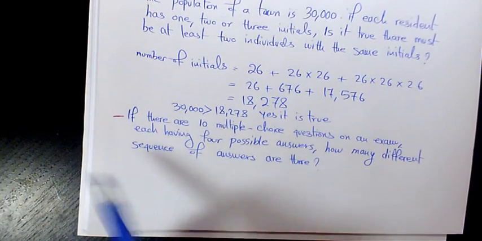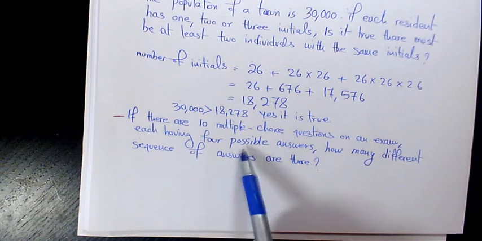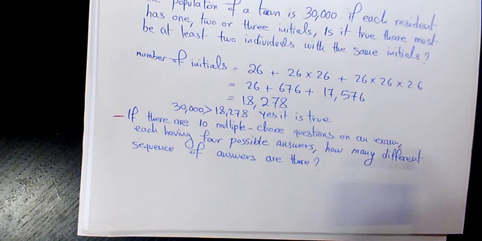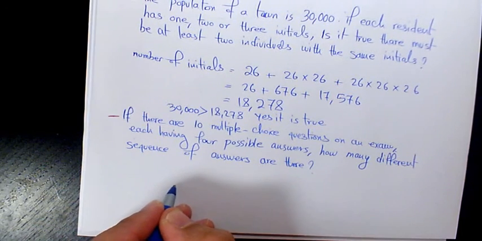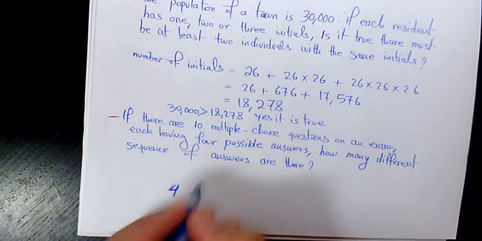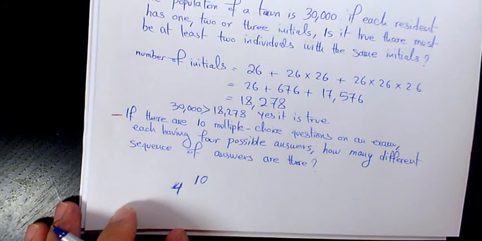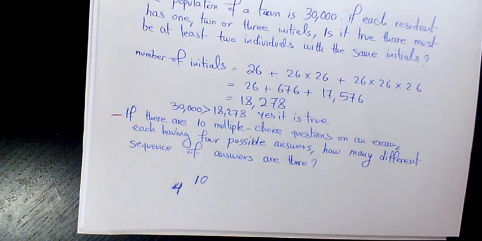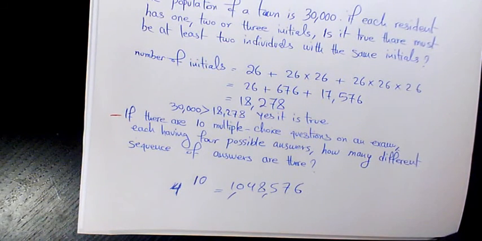Now, next one. If there are 10 multiple choice questions on an exam, each having 4 possible answers, how many different sequences of answers might there be? We're going to have 4 different answers to the power of 10. So 4 to the power of 10 is going to be 1,048,576 different sequences of answers.